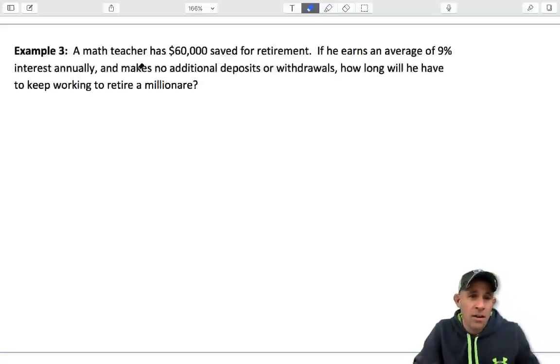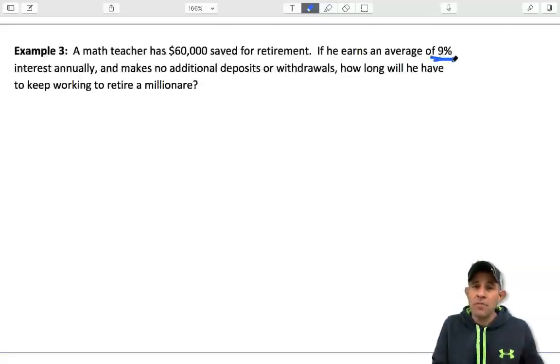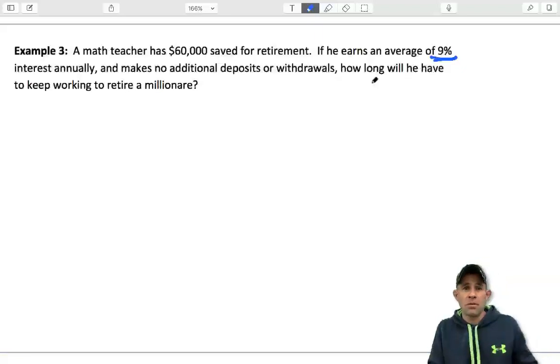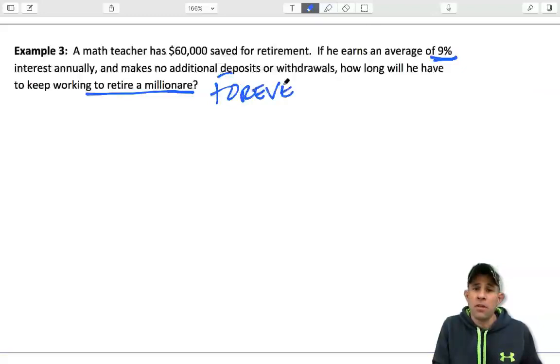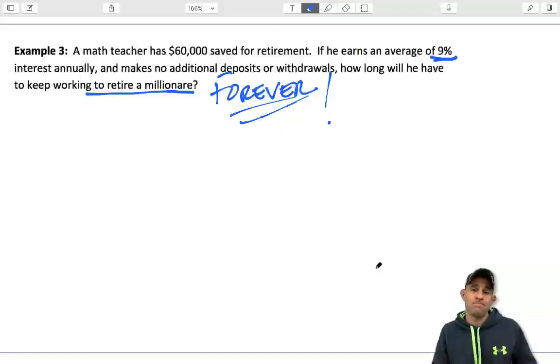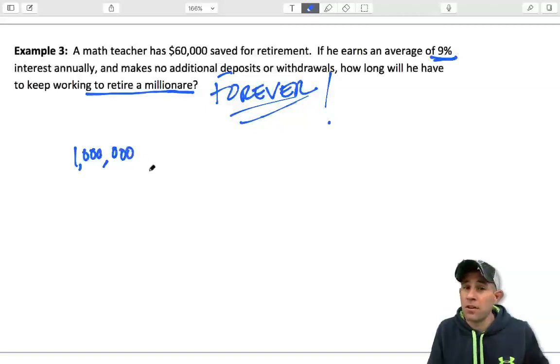All right, let's see. A rocket scientist has $60,000 saved for retirement. If he earns an average of 9% interest annually and makes no additional deposits or withdrawals, how long will he have to keep working to retire a millionaire? Well, I'm just going to go ahead and use real life experience and tell you forever on this one. All right, anyways, let's say $1 million is the goal. We'll solve the problem.